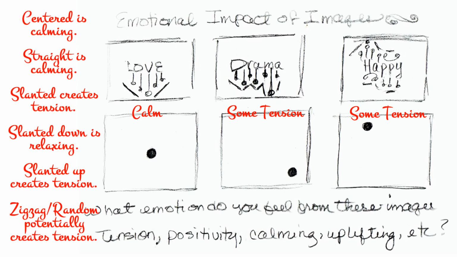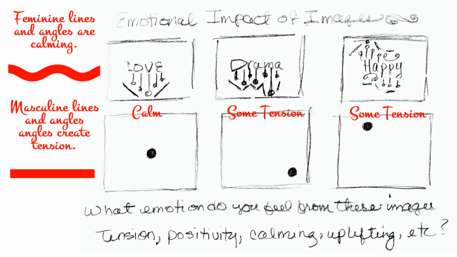Okay, now here are a few things that I've mentioned that you might want to take into consideration. The centered is calming. The straight is calming. Slanted creates tension. Slanted downward is relaxing. Slanted upwards creates, I put tension here, but it's more of a happy, positive type of thing. Not that the downward slant's negative. It's just more relaxing. And a zigzag, kind of random, it creates a little bit of tension, but there's a little bit more of an explanation for that.